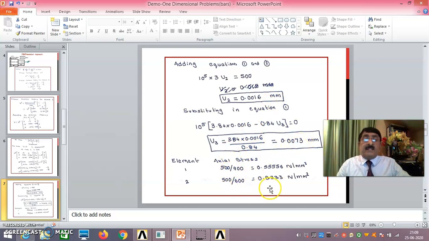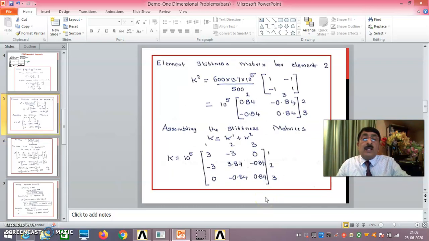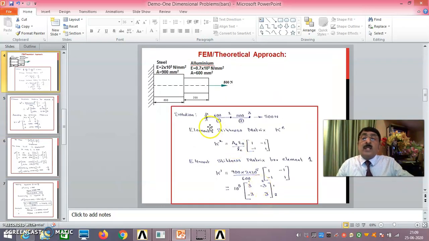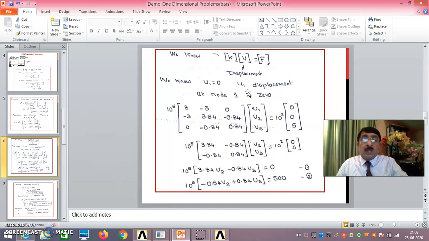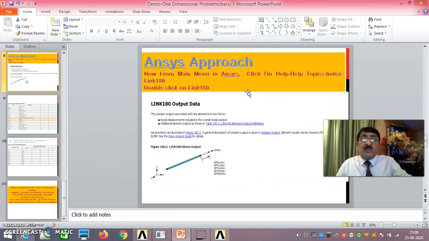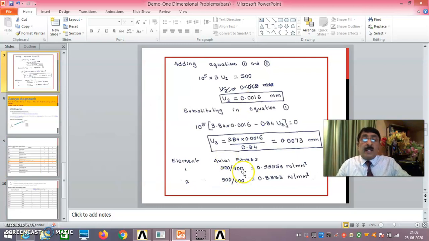Now the element axial stress. Stress is equal to force by area. Force is 500, and 500 by 900 gives 0.5556 Newton per millimeter square. This is the axial stress for steel.